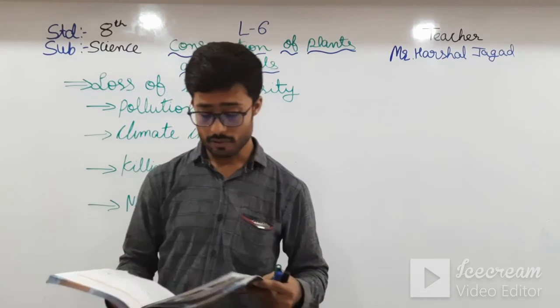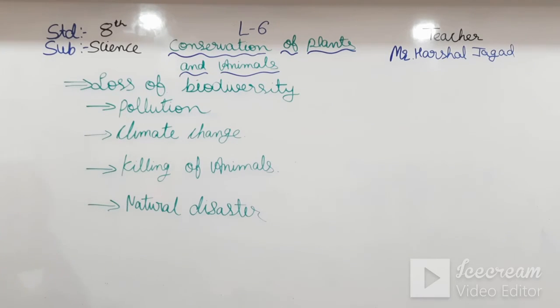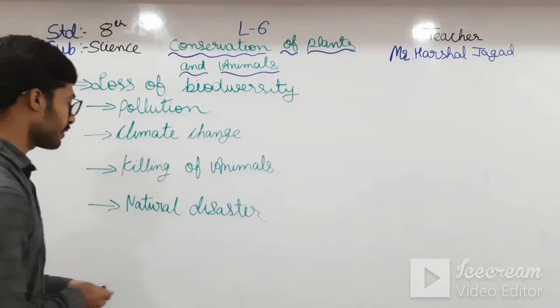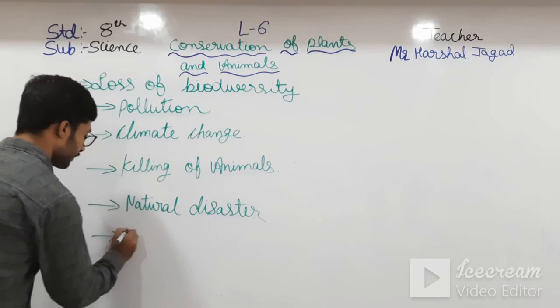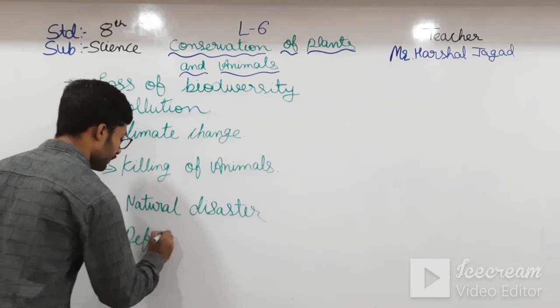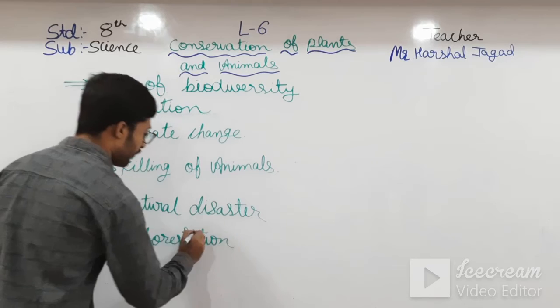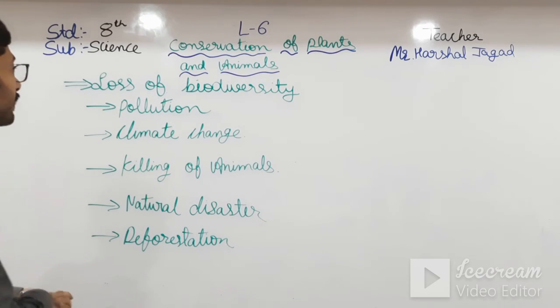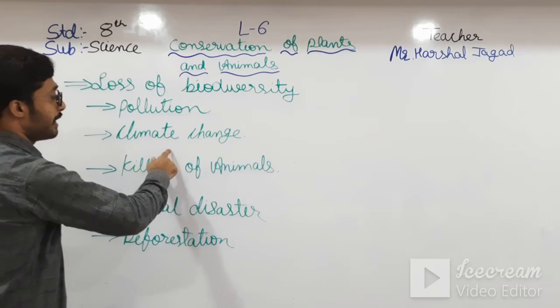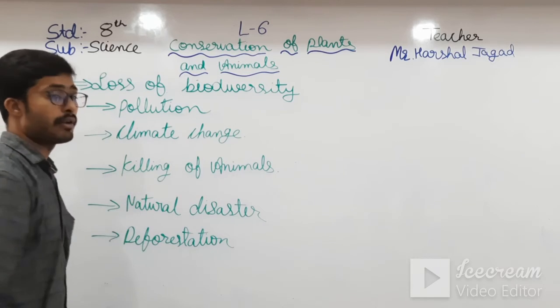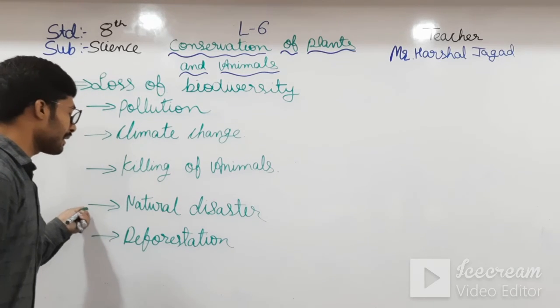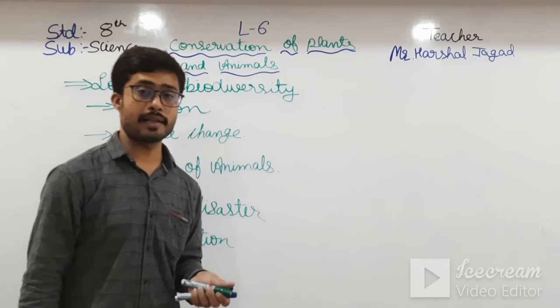Okay, students. So these are some of the points on the loss of biodiversity. How is it lost? See here. First, we have seen deforestation. Then we have seen pollution. Then we have seen climate change. Then killing of animals, and at last, we have seen natural disaster.